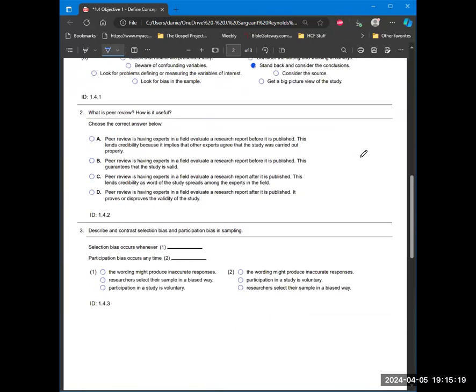Okay, so now that we've talked about all that, let's ask the question about what is peer review and how is it useful? We talk about peer-reviewed studies a lot in, say, academic journals and things like that. So what does it mean for something to be peer-reviewed? So choose the correct answer below. Peer review is having experts in a field evaluate a research report before it is published. This lends credibility because it implies that other experts agree that the study was carried out properly.